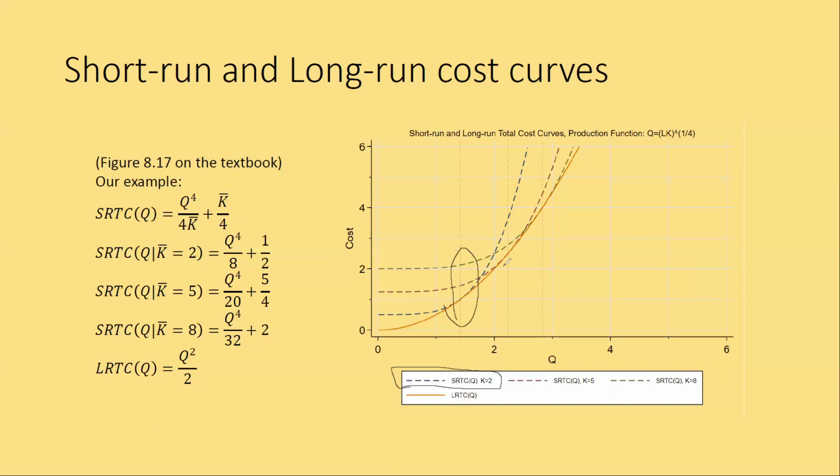Now, if we look at this part here, the red line is the smallest of the 3 short-run total cost curves, and our long-run total cost curve happens to be the same as our red line over here. And lastly, if we look at this part, our green line is the smallest of those 3, and our long-run total cost curve happens to be the same as our green short-run total cost curve.